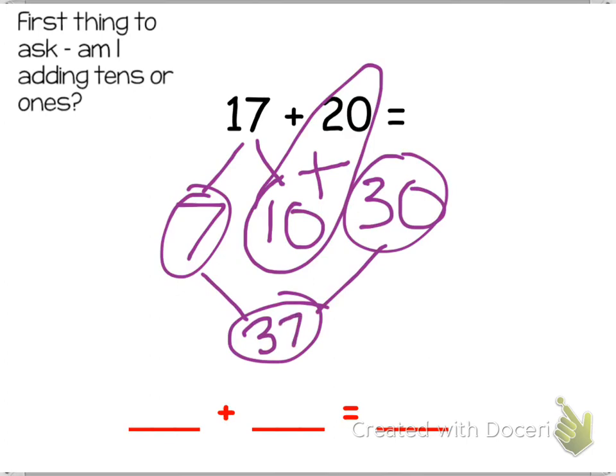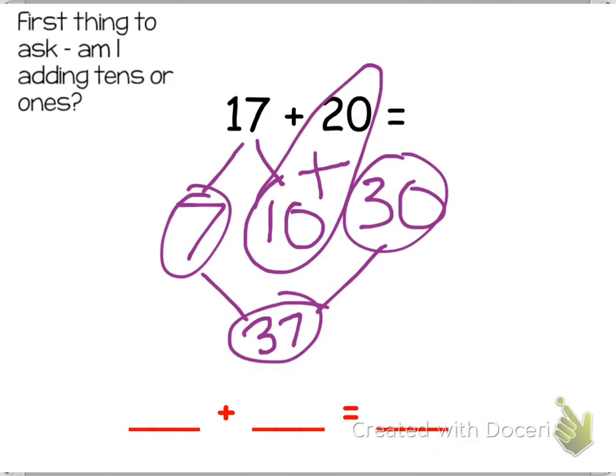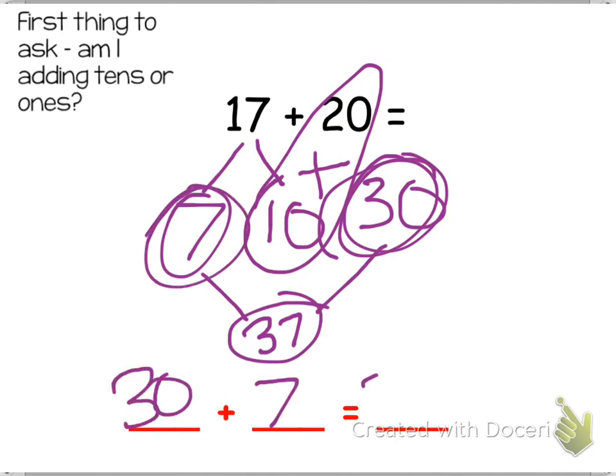to make 37. Now if you see this lovely little addition sentence at the bottom that we have to fill out, we're going to use 30 and 7. So 30 plus 7 equals 37. So 17 plus 20 equals 37.